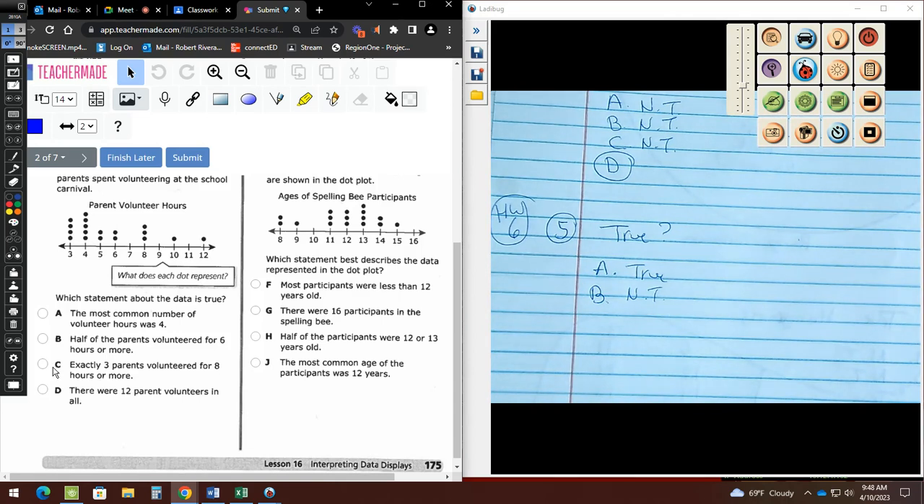C, exactly means exactly. No puede ser ni más ni menos. Exacto. Exactly 3 parents volunteer for 8 hours or more. So let's go for 8 hours or more. Here's the 8 hours. How many are there?